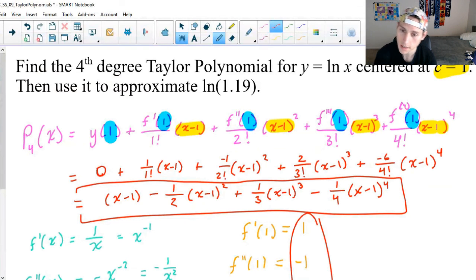Okay, questions? I know there's a lot going on. A lot of numbers, a lot of symbols. Questions on where numbers came from? Questions on how I simplified something?